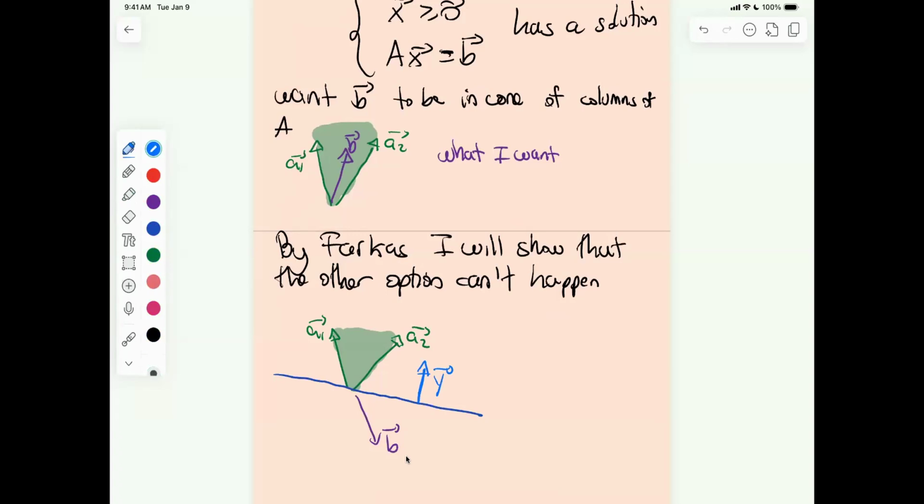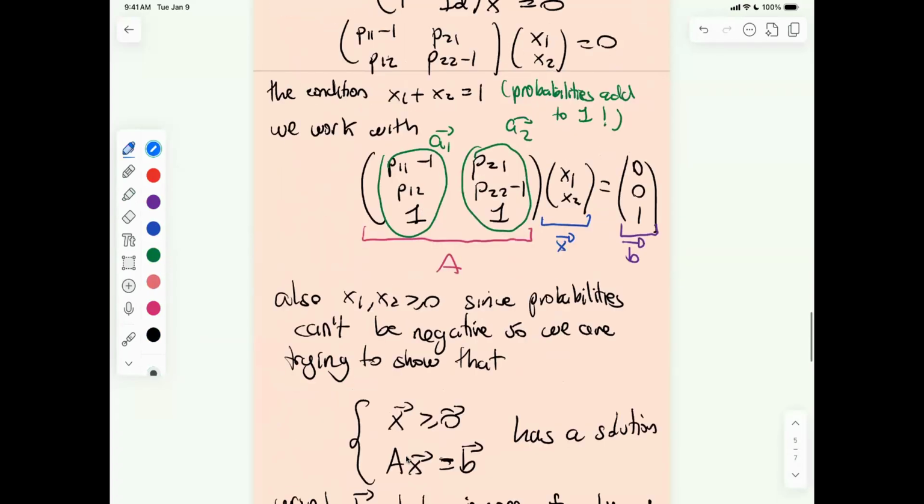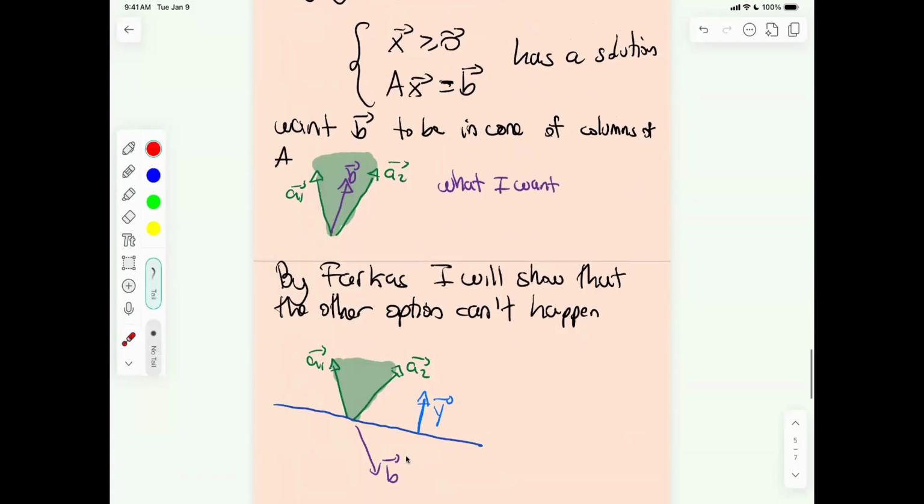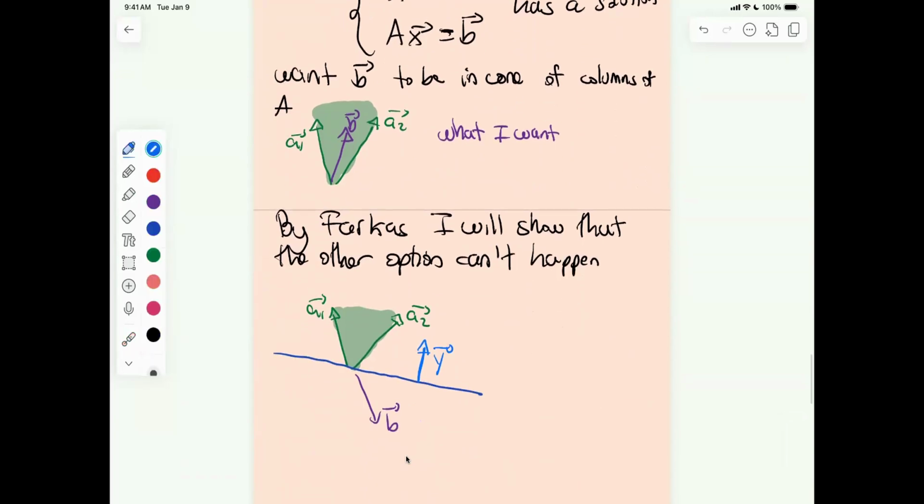Notice that the columns have 3 entries, and the vector B has 3 entries. So all of this is in R3, actually, believe it or not. It's a 3-dimensional problem. We're in 3 dimensions, so this is all living in R3. And so this vector, because it's in R3, has 3 entries, y1, y2, y3.